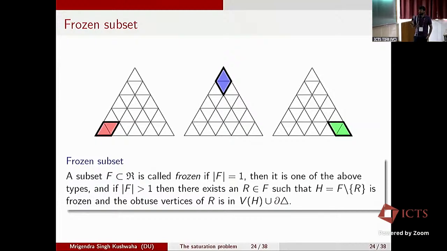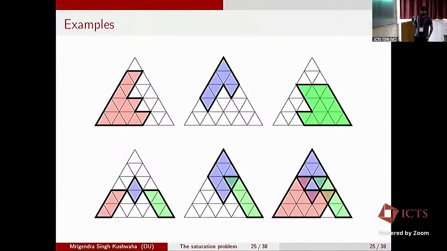Okay, so here are a few examples of frozen subsets. We can take, in particular, this one. This is frozen because we can keep removing. If you remove this, then you know that this is among the obtuse vertices, this one is a boundary, and this is the previous one, and the remaining will still be frozen, because now we go by induction. Then remove this, then this, then this, and we will land at F here. So these are all different kinds of frozen subsets.